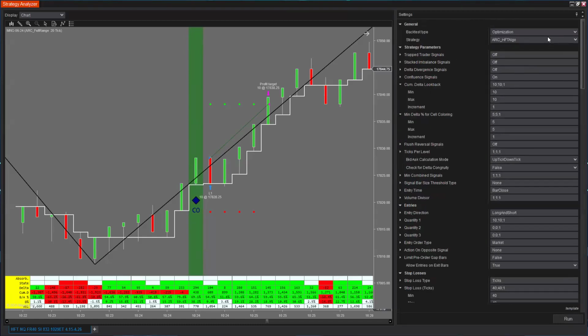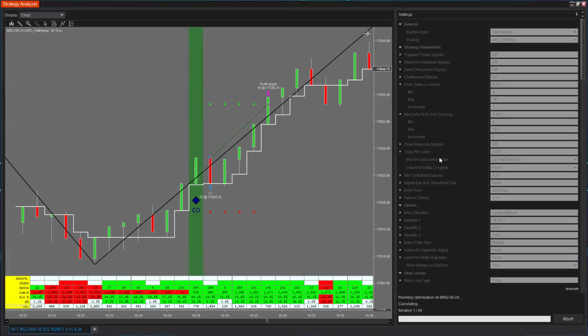Now, let's go in and start optimizing. So first thing I want to do is optimize these two. Cumulative delta look back, I want at least 4. We're going to go 4 to 10 by ones. Minimum percent for coloring, let's just go 4 to 10, as that's 7 times 7. That shouldn't be too bad. So we're going to start with these and see what we come up with.